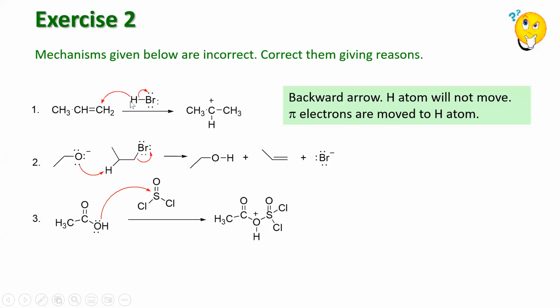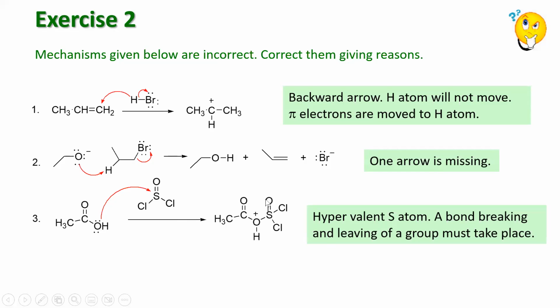See my explanation, the backward arrow is this one. So it should be from this bond to this bond. Hydrogen atom will not go. Instead, the electrons are moved to the hydrogen atom. The second one is that 1 arrow is missing. Actually, there should be another arrow here. Then only this flow is completed, right?